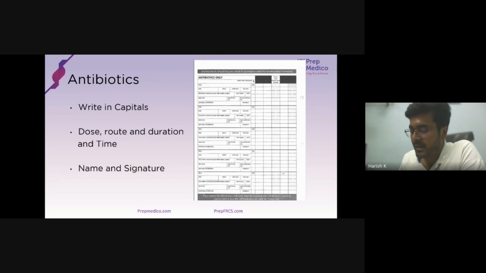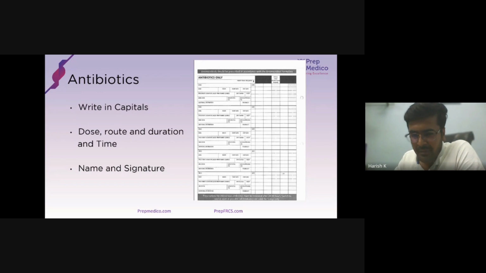Okay. Next is using decimal points. If you have a drug dose which is less than 1000 milligrams, let's say the dose is 600 milligrams, write it as 600 milligrams, not 0.6 grams. It's always better to write it as 600 milligrams. Okay.